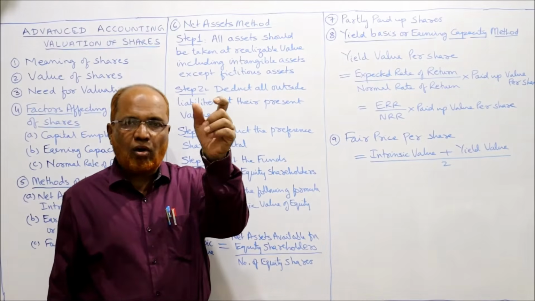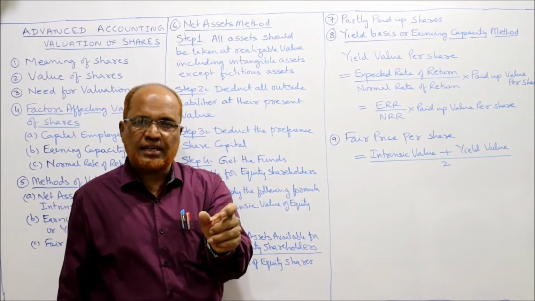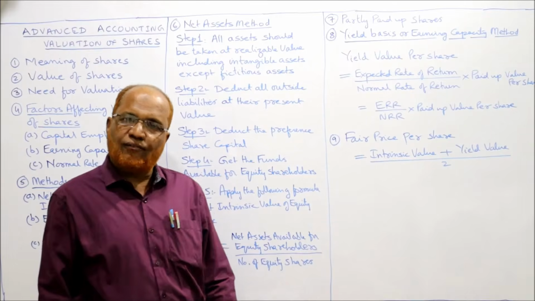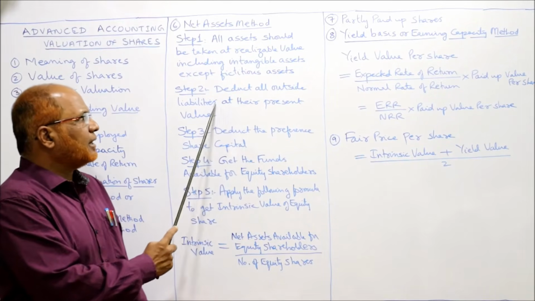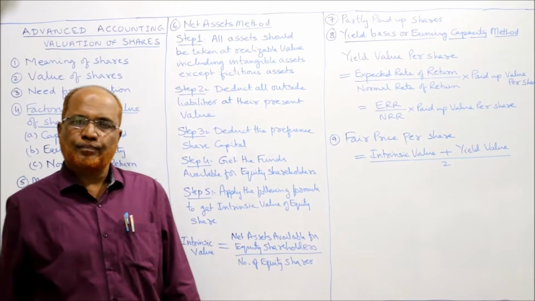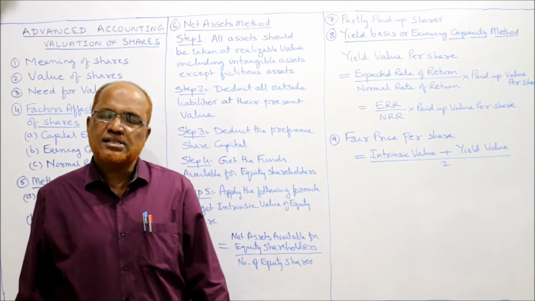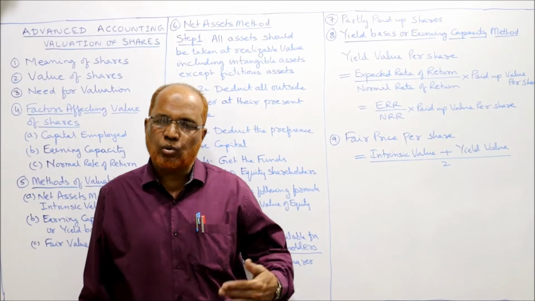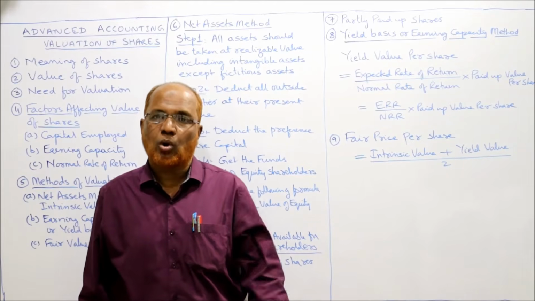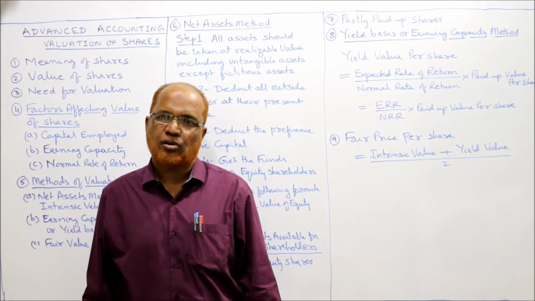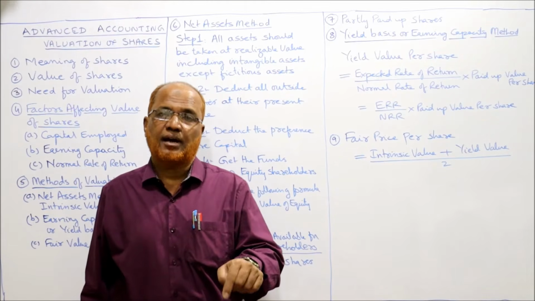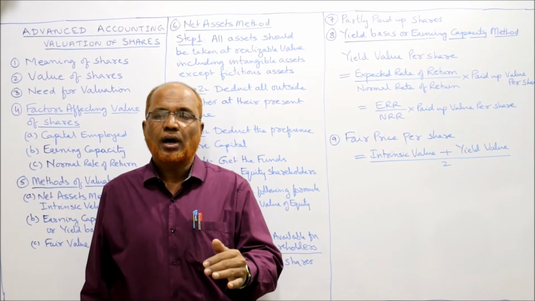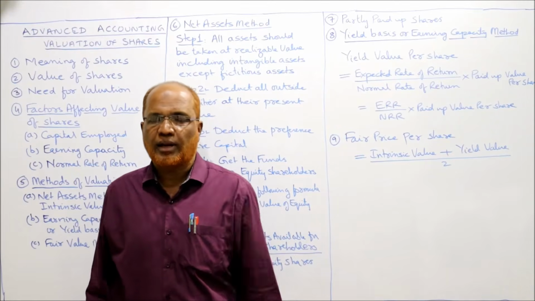Then after taking all the values, realizable value of all the assets, take the total. From that total, deduct all outside liabilities at their present values. Outside liabilities are sundry creditors, bills payable, outstanding expenses, long-term borrowings, debentures, etc. ये सारी चीजें outside liabilities है, उसका present value लेंगे अगर adjustment में दिया तो. अगर adjustment में नहीं दिया तो balance sheet value ले लेंगे.